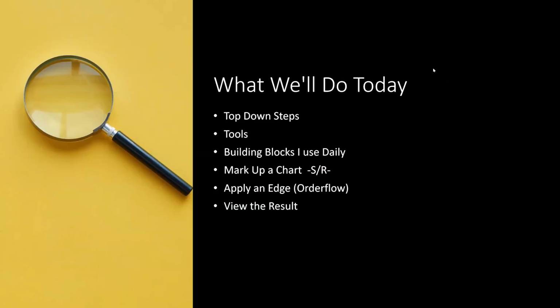Let's get this thing underway. What we're going to do today is look at some top-down steps for one type of approach, just one today. We'll keep it simple. We'll go to my tools, the Trade Devils portion of things, and review a quick couple of building blocks that I use each and every day. We'll mark up a chart, which is one of the building blocks. I may do that a little differently than some folks out there. Others will probably agree. And we'll apply an edge. You can see what the edge is going to be. At the end, we'll review the result.